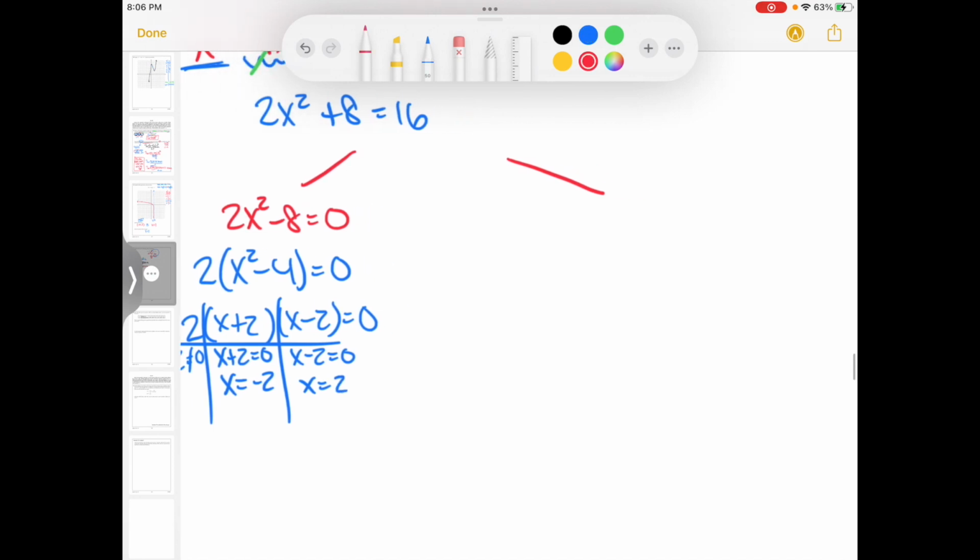So I get two x values, a negative 2 and a positive 2. That's one way to solve it, is by factoring. The other way is to now just get the x squared by itself. So to do that, I'd have to subtract the 8 from both sides.